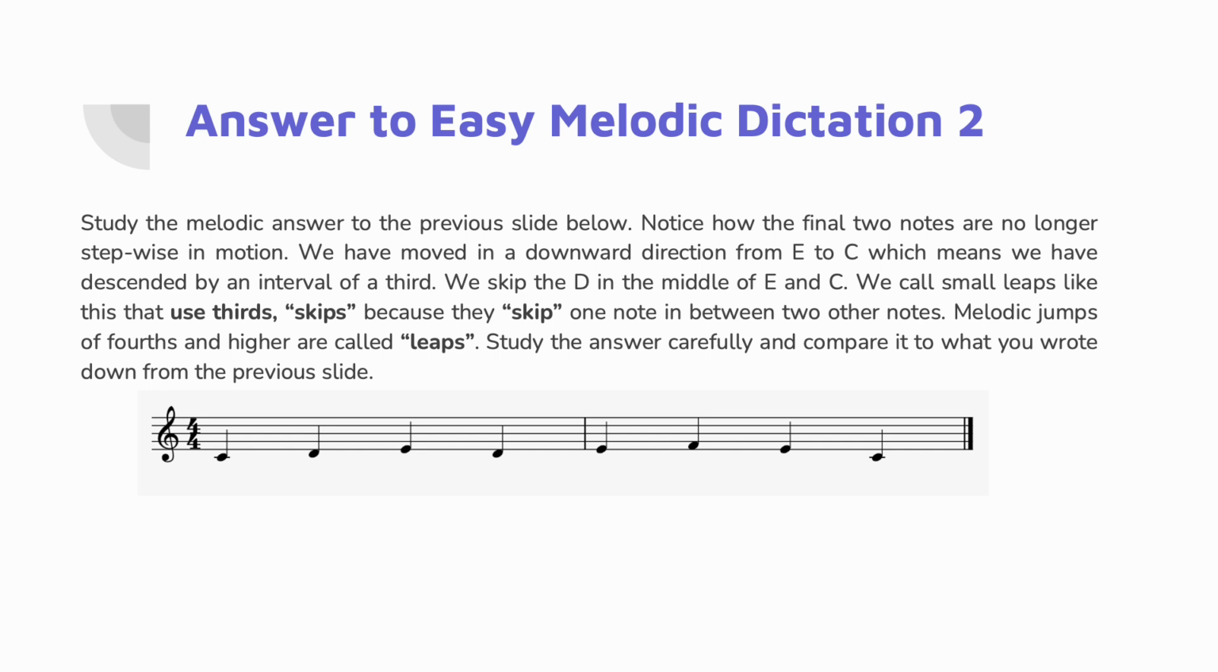We call small leaps like this that use thirds skips because they skip 1 note in between 2 other notes. Melodic jumps of fourths and higher are called leaps. Study the answer carefully and compare it to what you wrote down for the previous slide.